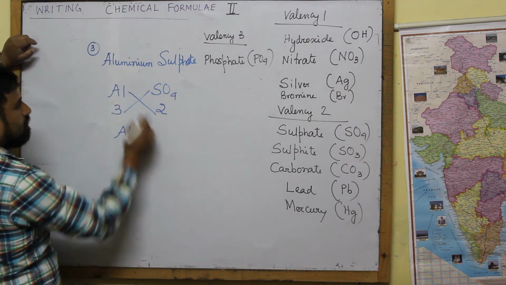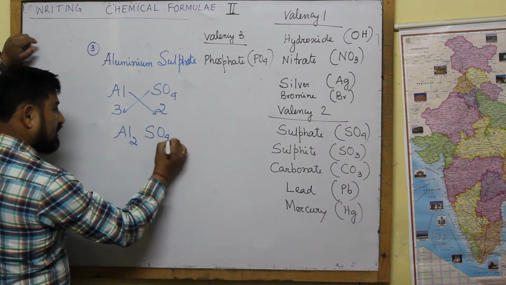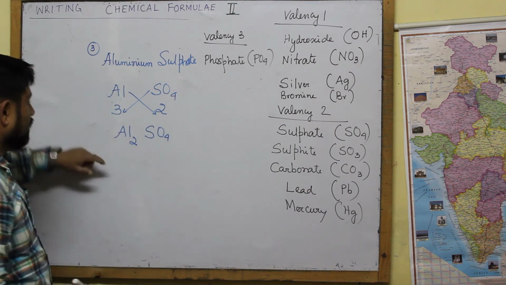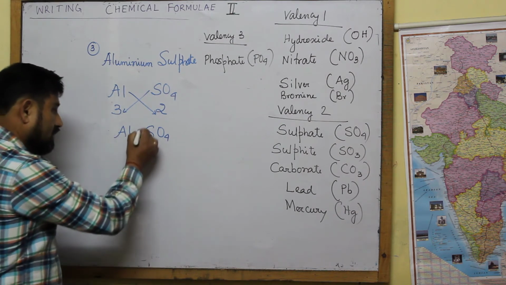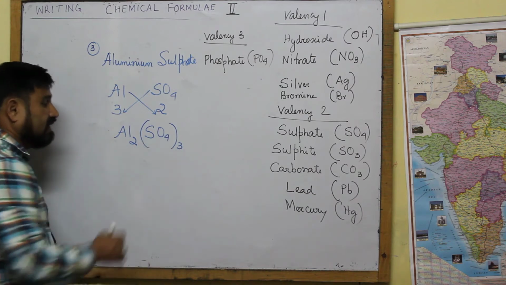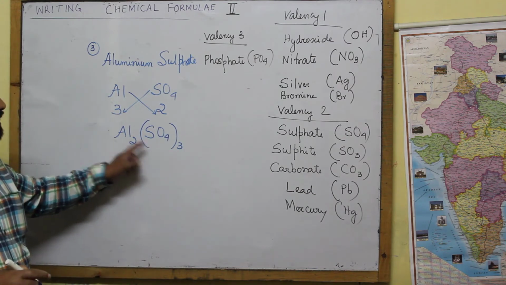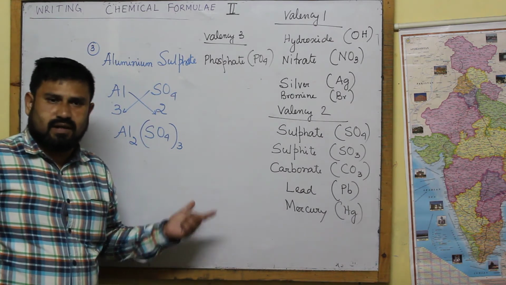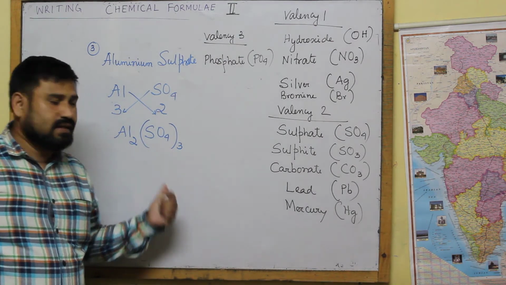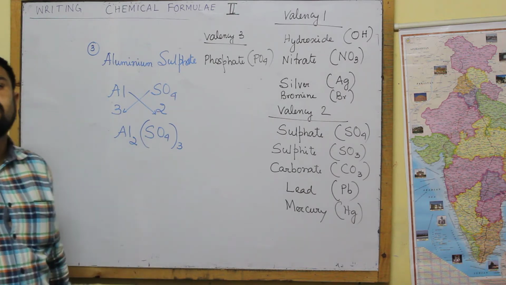Al2. Aluminium will take the 2. Sulfate will take 3. Where do we write 3? 3 is not only for oxygen, but for the whole thing. So you need to put a bracket and then write 3. This is an important catch. If it is 1, we don't need to put a bracket, as I showed you in the previous example. But in this one, we need to put a bracket and then write 3.